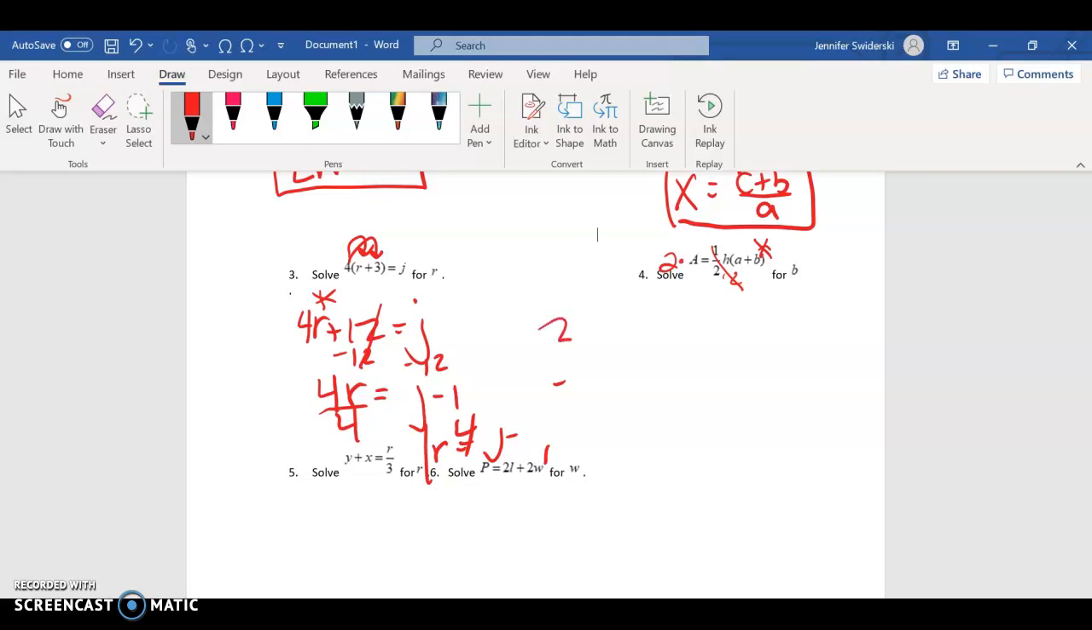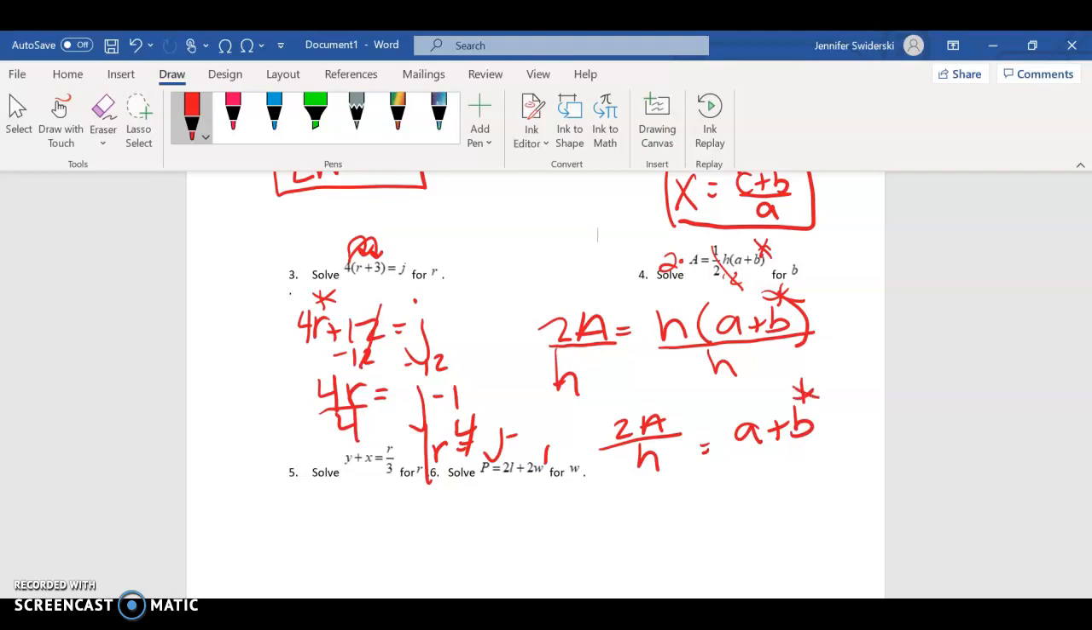So I'm left with 2A is equal to H times the quantity of A plus B. Now I want B by itself. I'm still working on this outside part of the right-hand side of the equation. I'm going to get rid of H by dividing both sides by H. I'm left with 2A over H is equal to A plus B. I want to get B by itself, so I'm going to subtract A from both sides.